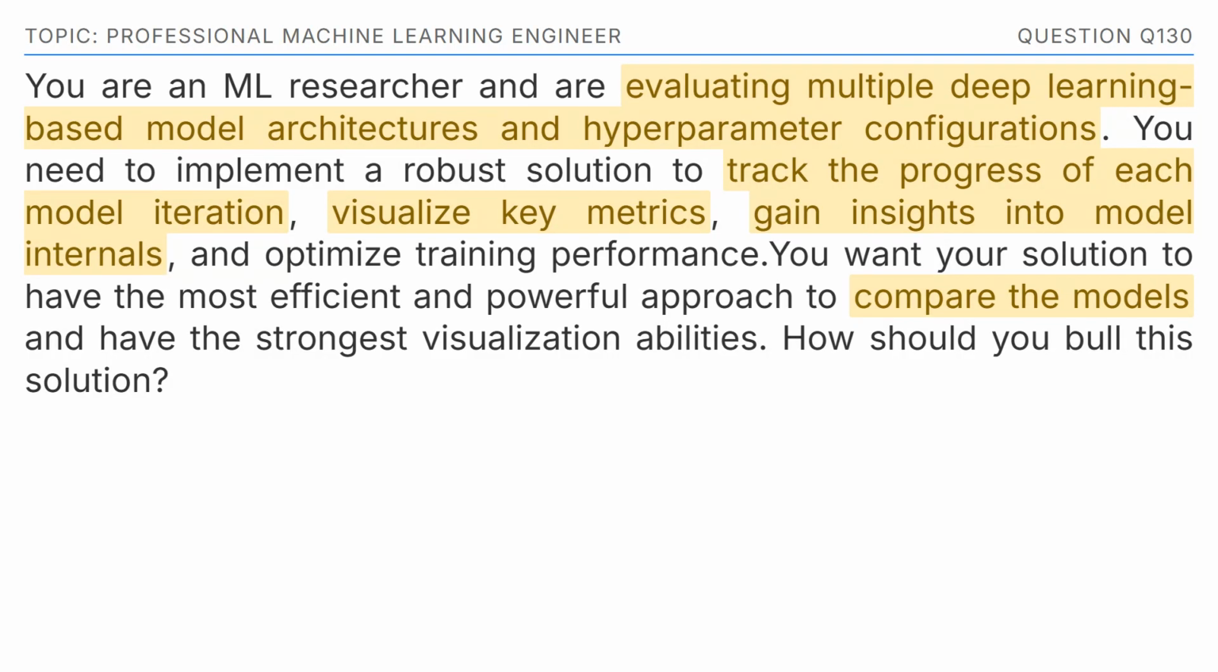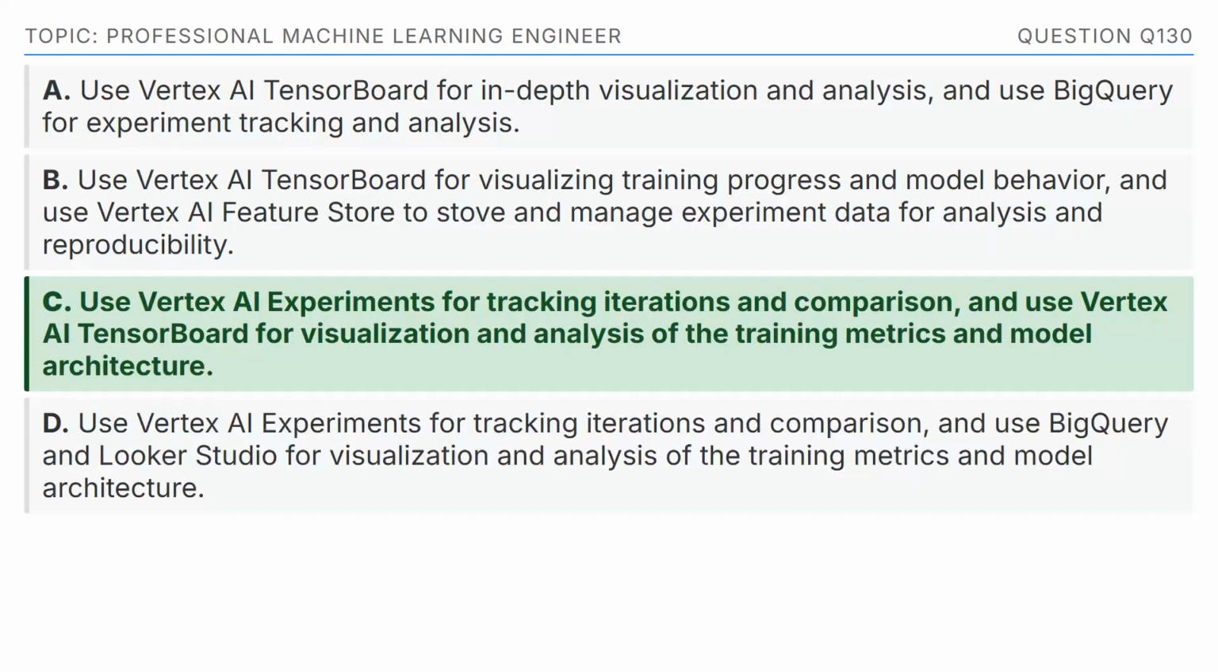To arrive at the correct answer, we focus on the keywords: evaluating multiple deep learning-based model architectures and hyperparameter configurations, track the progress of each model iteration, visualize key metrics, gain insights into model internals, compare the models. The correct answer is option C, use Vertex AI Experiments for tracking iterations and comparison, and use Vertex AI TensorBoard for visualization and analysis of the training metrics and model architecture.